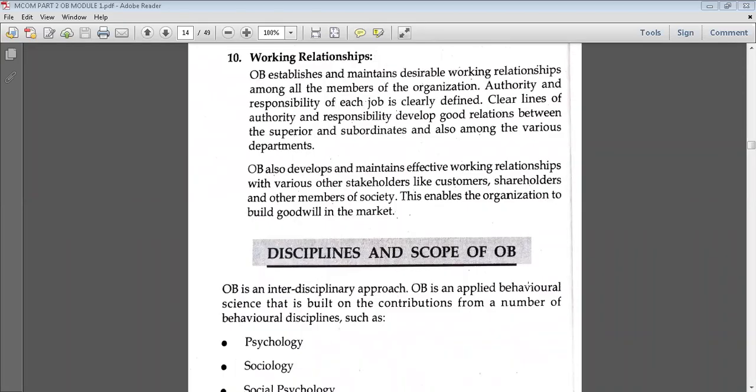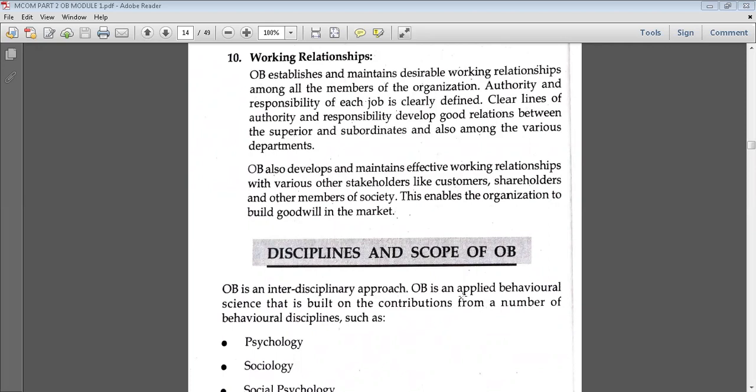So we have now discussed the importance of OB. OB helps to understand people's behavior. It helps to understand job satisfaction. It helps to understand the reduction of absenteeism, reducing employee turnover. Like that, so many points we have discussed.